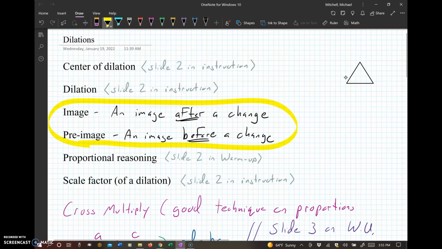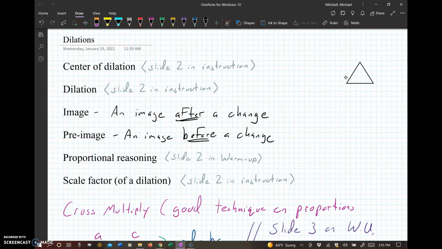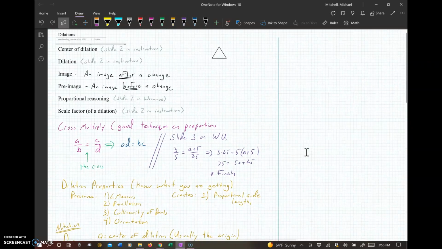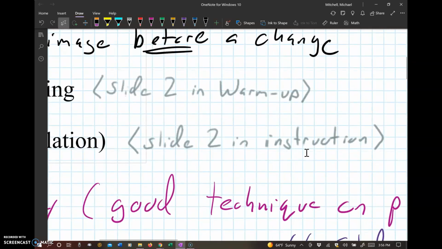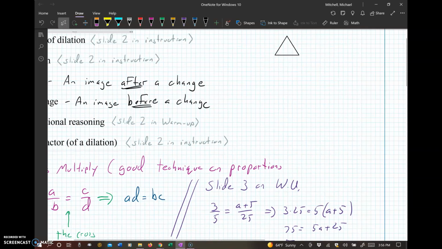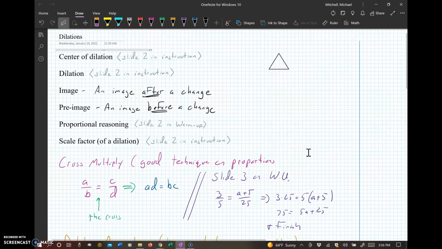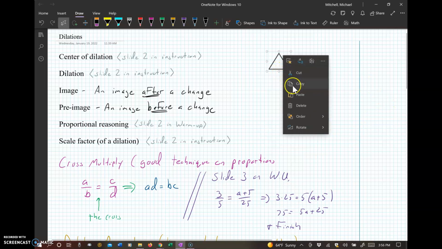Image is an image after a change. Pre-image is an image before a change. Those are things you should be familiar with. Now, the instructor talked about the movie. Okay, so let's shrink this down. In fact, this is a dilation. That's a reduction. That's an enlargement. Orientation stays the same. Lengths stay proportional. Angles stay congruent.